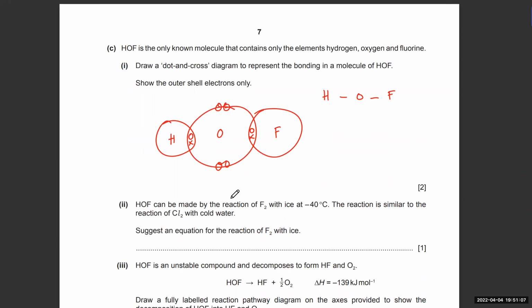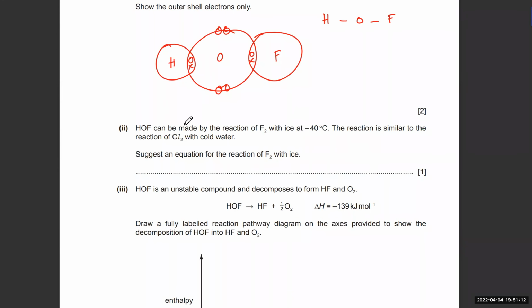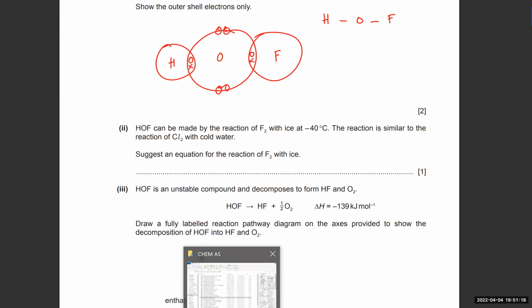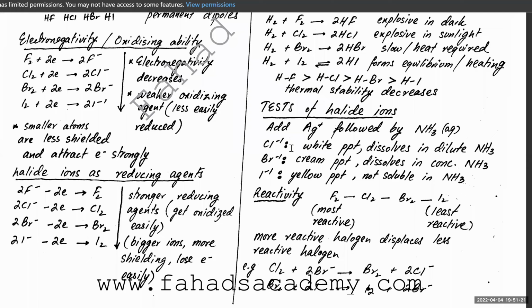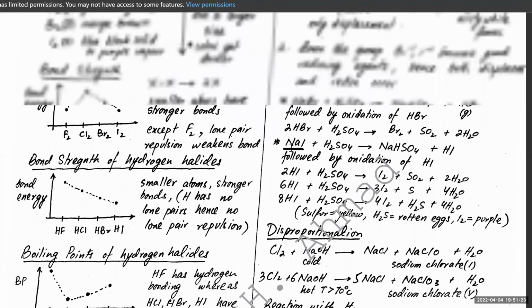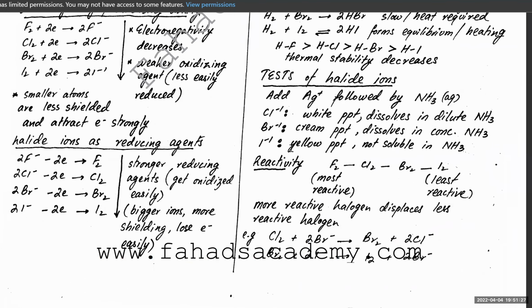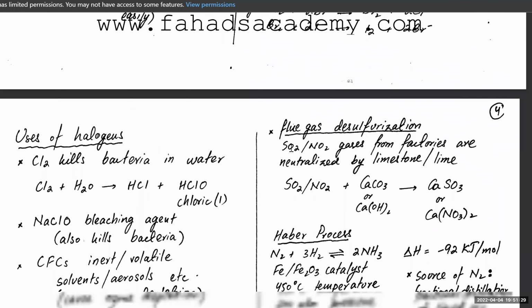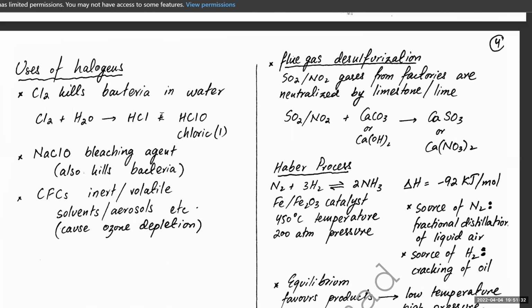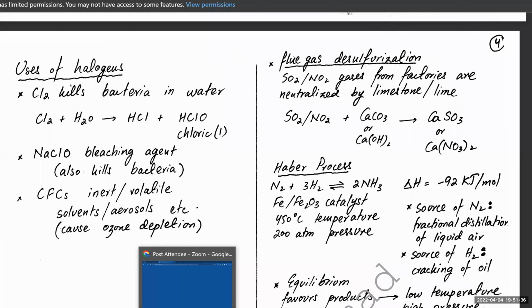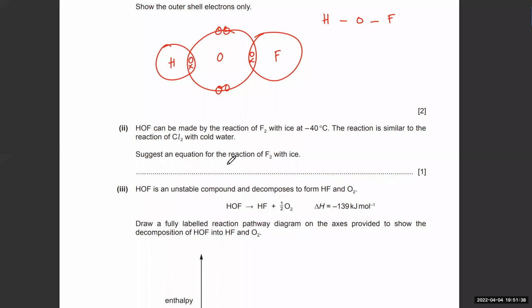The next one is HOF can be made with a reaction of F2 with ice at minus 40. The reaction is similar to the reaction of Cl2 with cold water. Suggest an equation for the reaction of F2 with ice. Again, it's inorganic, so HCl and HOCl would be formed. This reaction would be given somewhere over here. Cl2 with water forms HCl and HClO, and he's specifically saying that it's a similar reaction.